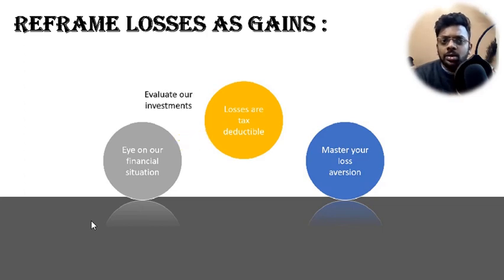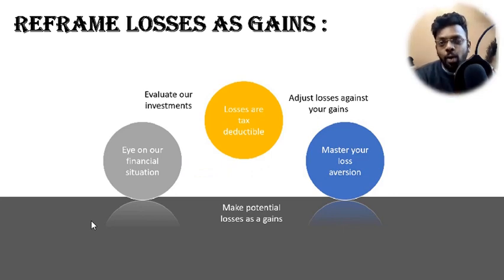How? We can evaluate our investments by keeping an eye on our financial situation, and since losses are tax deductible, we can adjust our losses against our gains so that we don't pay higher taxes, and make potential losses into gains. How can it be done?